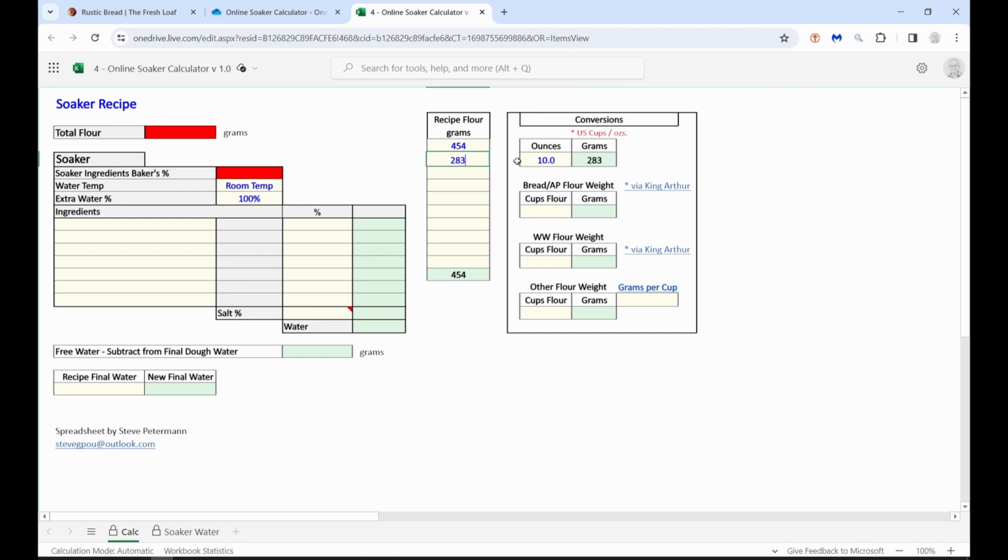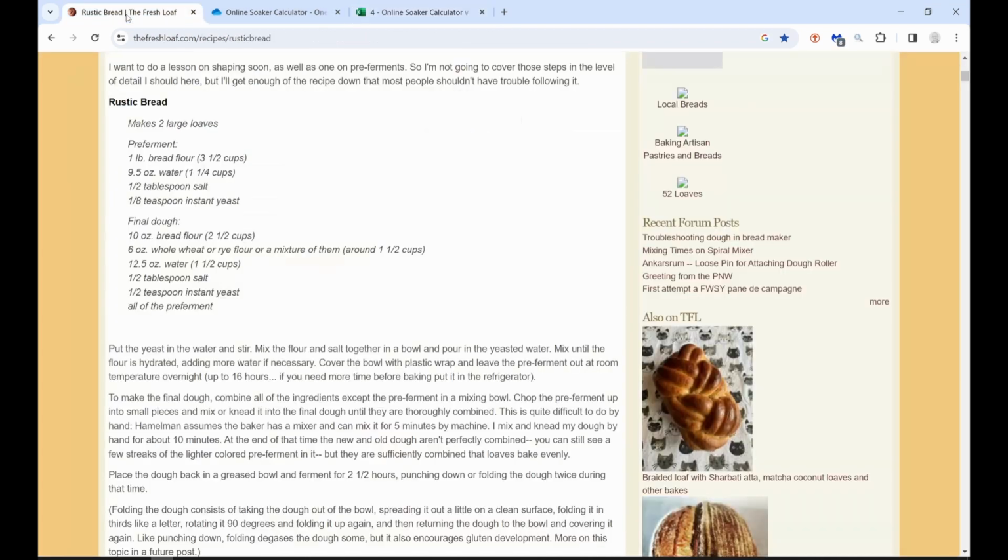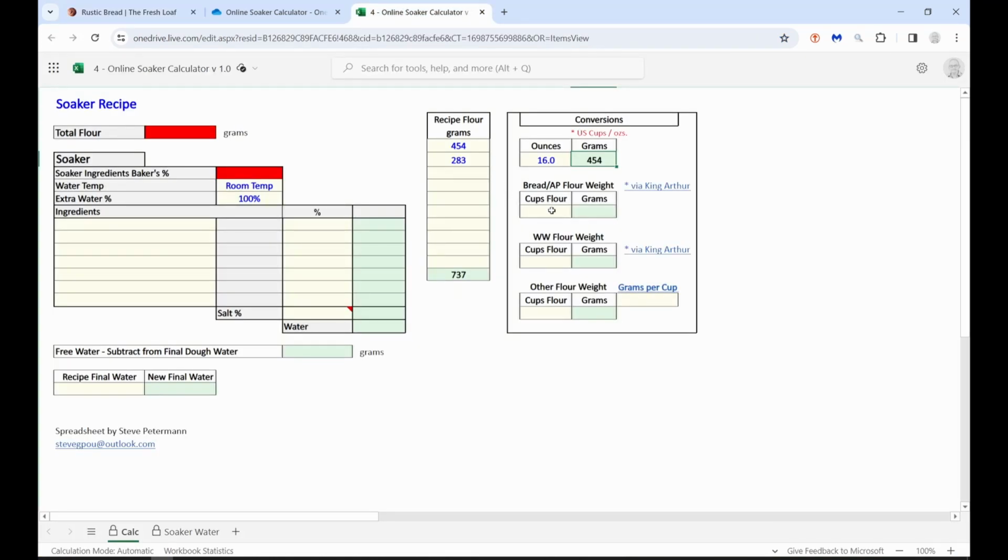By the way, here's something kind of interesting. Let's go back here to 16. He's got a pound, 3.5 cups of bread flour. Well, also in this conversion section are cups of flour. So if we put in 3.5 cups, the interesting thing is the difference here. This is why it's always better to use weight measurements than volume measurements, because this can vary. So there's a difference here.